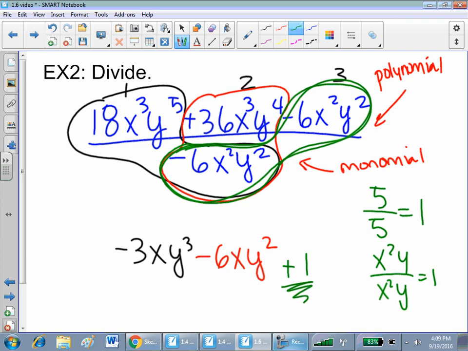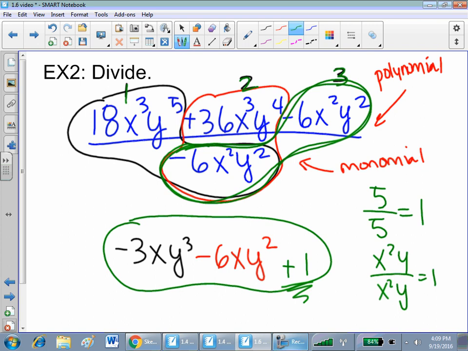So when I divide any number of terms, in this case 3 terms, by a monomial, I should get out the same number of terms as the numerator. So notice this has 3 terms, just like the numerator had 3 terms. So here is a big common misconception, forgetting that plus 1 at the end. Forgetting that when you divide something by itself, it's not 0, it's actually 1.